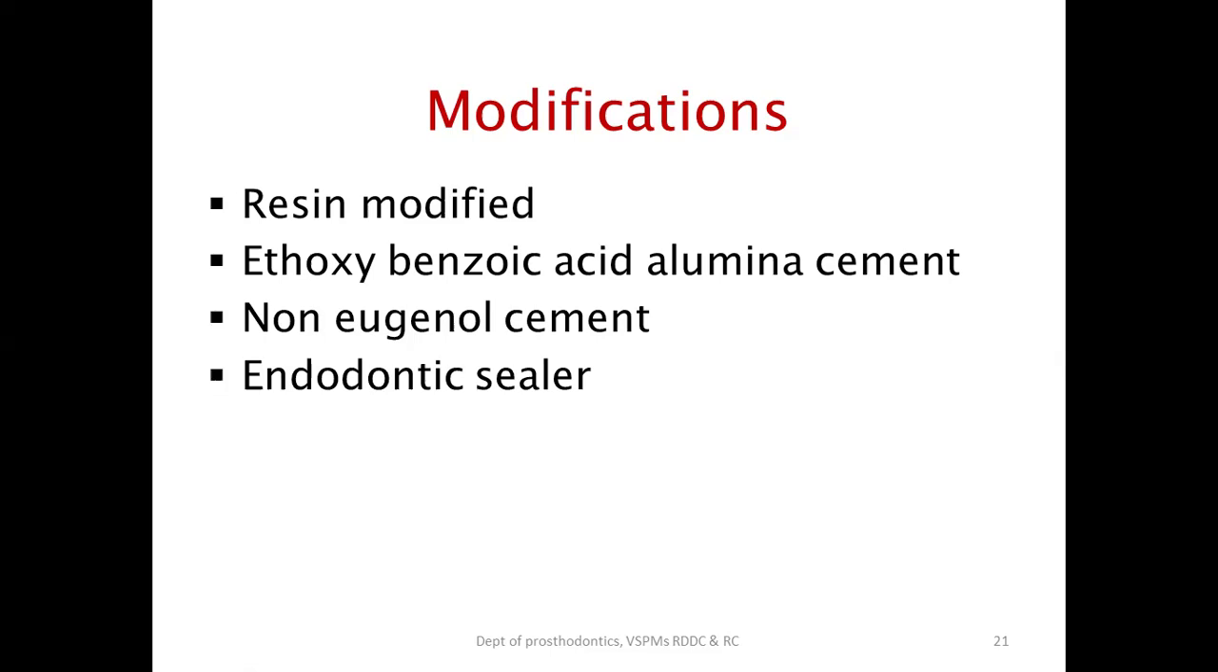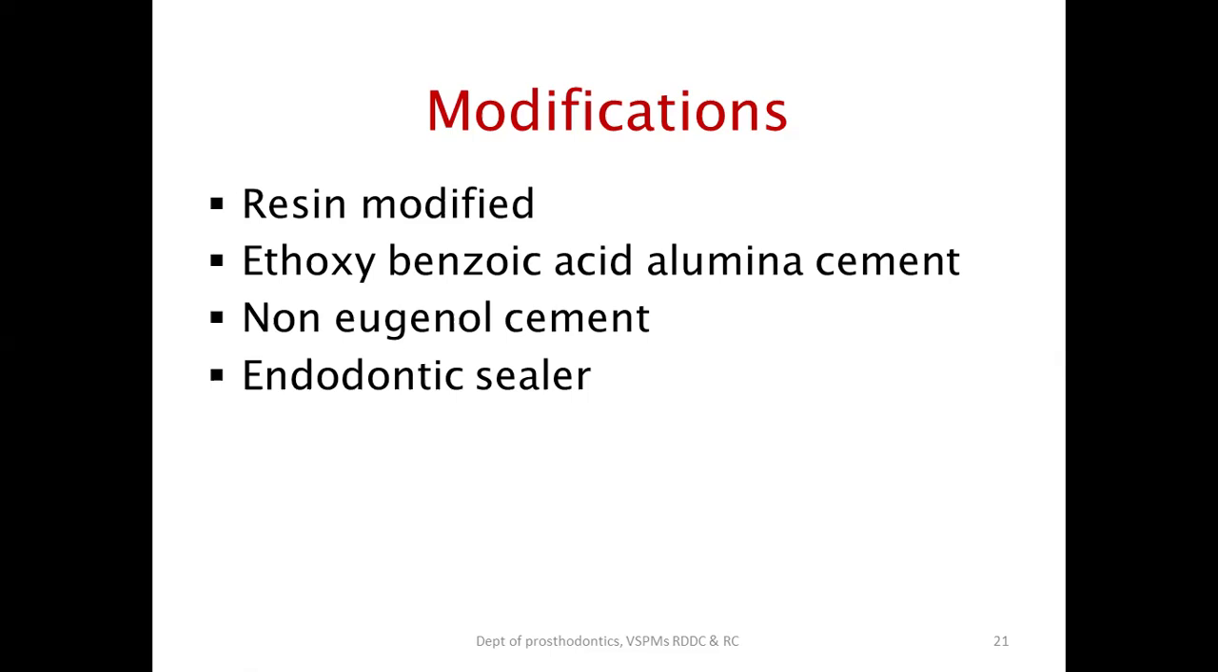In resin modified, in the composition of the powder, natural or synthetic resin, or polymethyl methacrylate, is added to the powder to increase the strength. And by increasing the strength, it is used as a permanent cementation material, or it can be used as a temporary or intermediate type of restoration which lasts longer, and it can be used as a cavity lining agent.